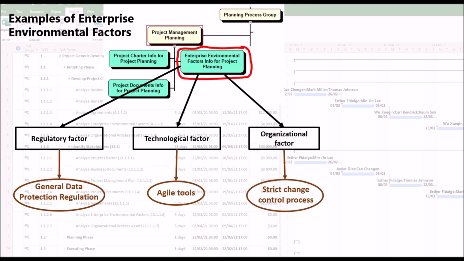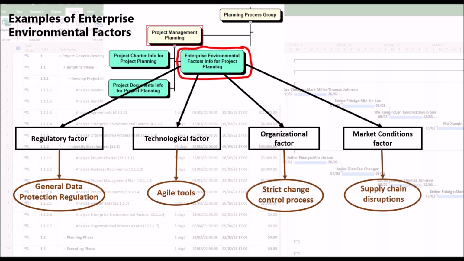3. Strict change control process. As an organizational factor, the plan includes rigorous change management steps. 4. Supply chain disruptions as a market conditions factor. The plan includes alternative procurement strategies.